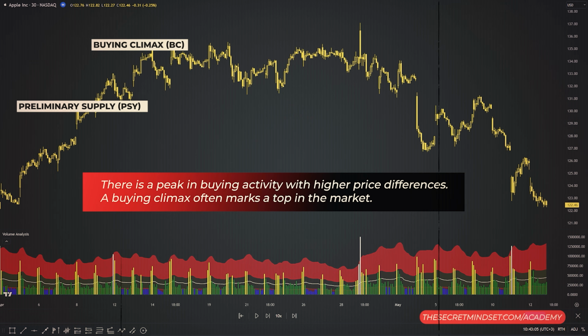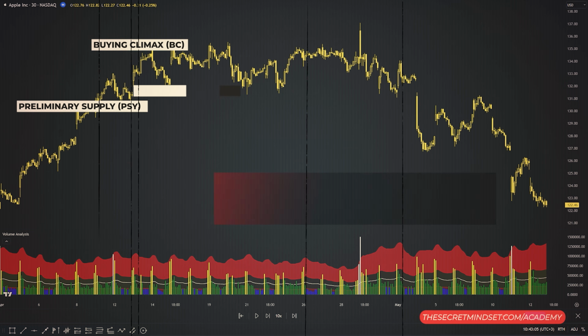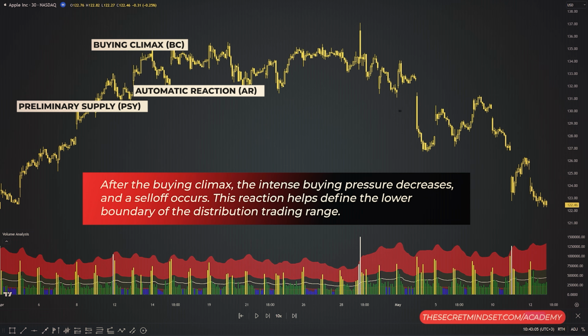Next, we have the buying climax. During a buying climax, there is a peak in buying activity with higher price differences. A buying climax often marks a top in the market. Next is the automatic reaction. After the buying climax, the intense buying pressure decreases and the sell-off occurs. This reaction helps define the lower boundary of the distribution trading range.